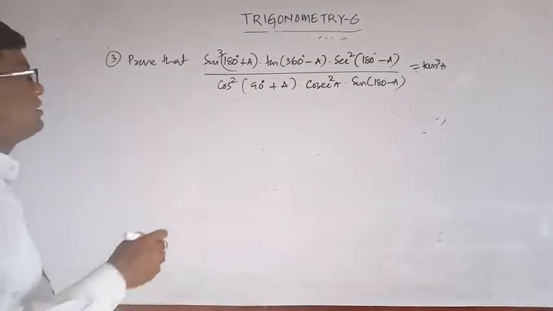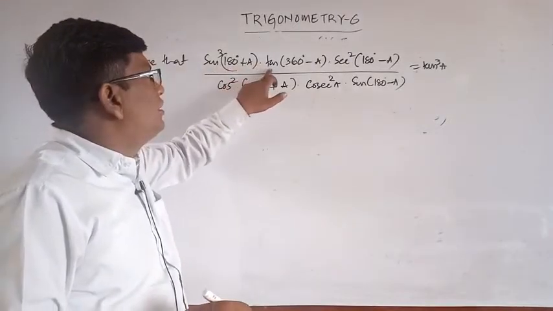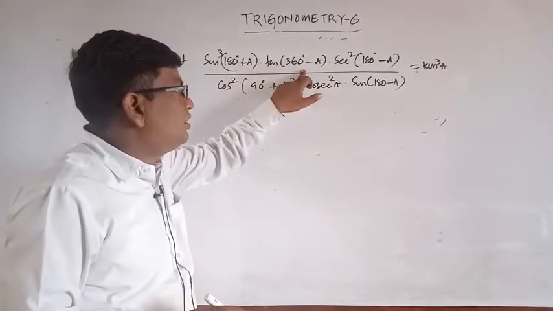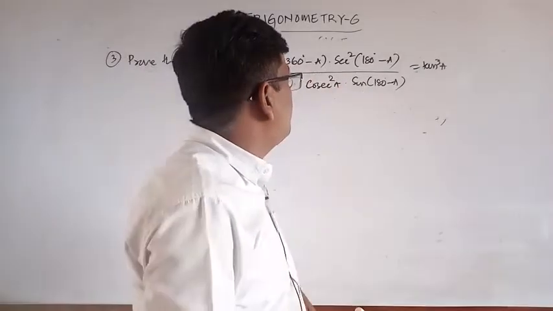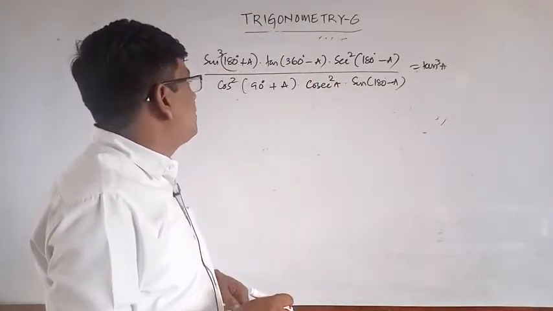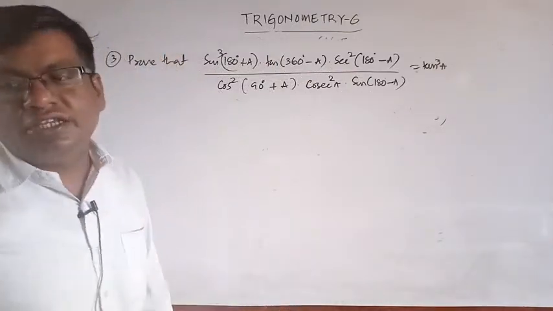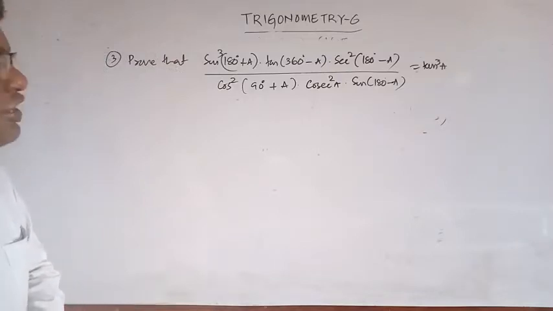So left hand side, this is the question: prove that sin cube (180 degree plus a) into tan (360 degree minus a) into sec square (180 degree minus a) divided by cos square (90 degree plus a) into cosec square a into sin (180 degree minus a) is equal to what? Tan cube a. This is the question.